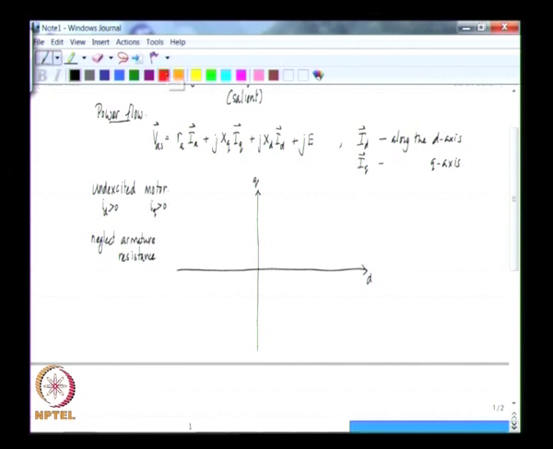So, we start with the representation of ID and IQ. So, let us say that you have ID that is drawn here and IQ that is here. So, which therefore means that the phasor of IA would lie here. So, this is the current phasor IA.